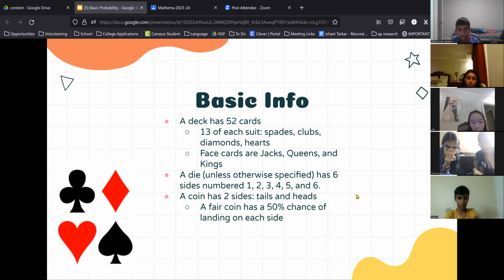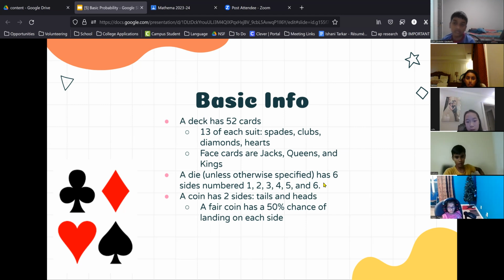And a die, unless otherwise specified, has 6 sides numbered 1, 2, 3, 4, 5, 6. So if a problem says that you roll a fair die, you assume that it only has 1, 2, 3, 4, 5, 6 as possibilities. If some other information is given, like it's not a fair die, or it's a four-sided die, like a tetrahedron, then we would assume otherwise. But if we don't know anything else, we assume that each of the sides has an equal possibility of occurring, and those sides are 1, 2, 3, 4, 5, 6.